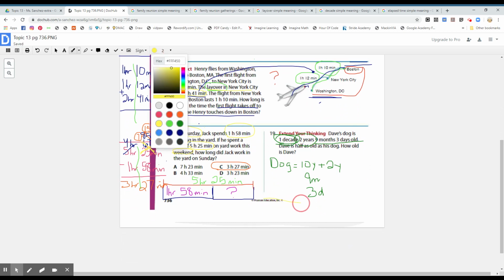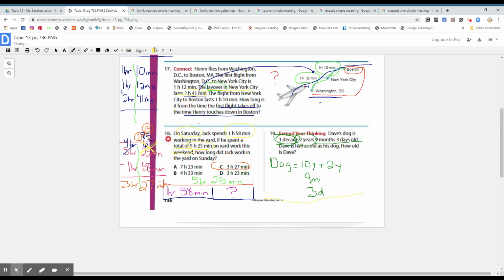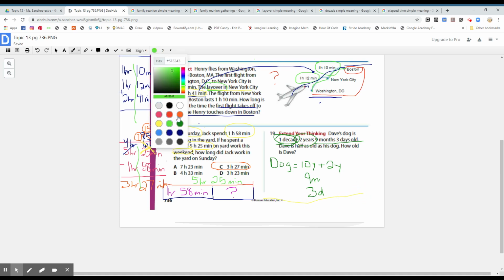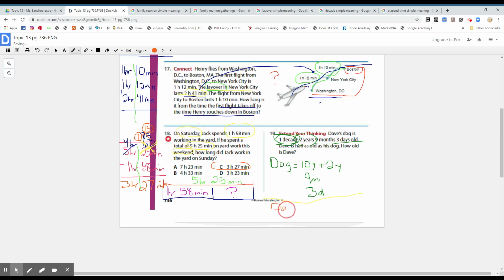Then we're talking about Dave, the owner. And they're telling me that Dave is half as old as the dog. So however old the dog is, Dave is going to be half of that. So I need to cut that number in half, boys and girls. Okay. How old is Dave?